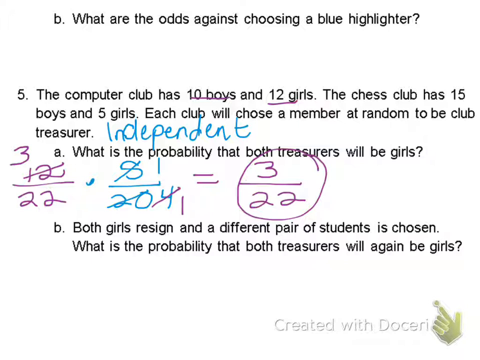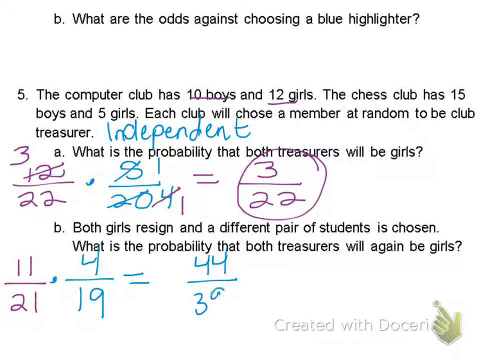Now, both girls have resigned and a different pair of students is chosen. What is the probability that both will again be girls? So now, for the computer club, there are only 11 girls left because one girl resigned, and there are only 21 people. And in the chess club, there are only 4 girls left, and there are 19 people. So there's nothing really to cross-cancel here. We just need to multiply. 11 times 4 is 44, and 21 times 19 is 399. And there's no way we can really reduce this. So the probability is 44 out of 399.